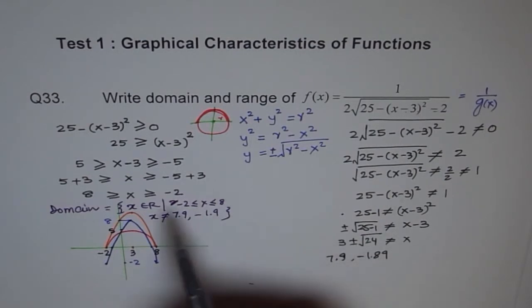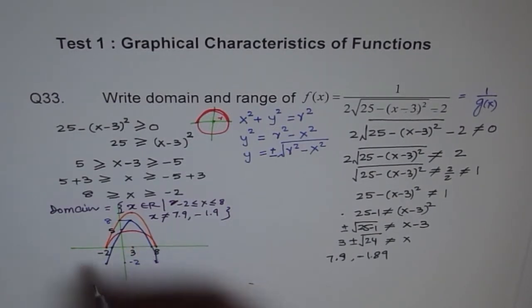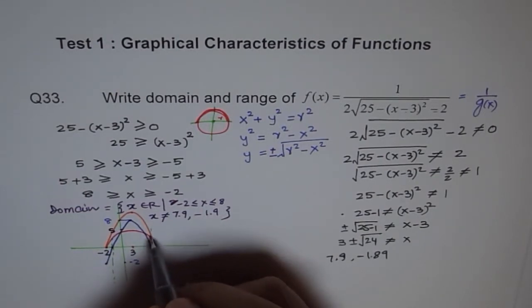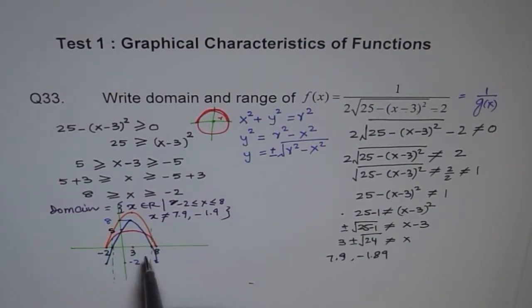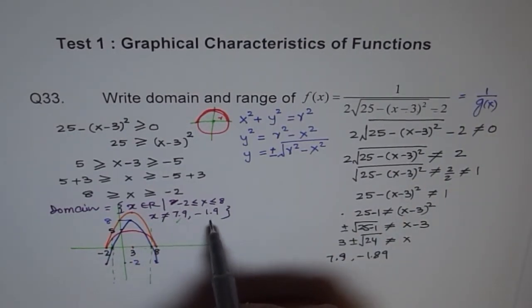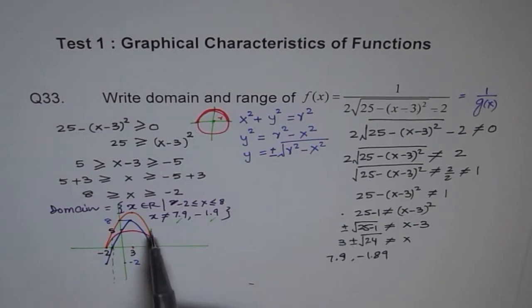Now what I need to do is to draw reciprocal of this to get the range. Now as you can see from the graph, if I do reciprocal of this, I get vertical asymptotes at these points, correct? So 1 over g of x is not defined at these points. And what are these points? These are the points, 3 plus minus square root of 24 are these points. Do you understand? Because reciprocal will give me a vertical asymptote.